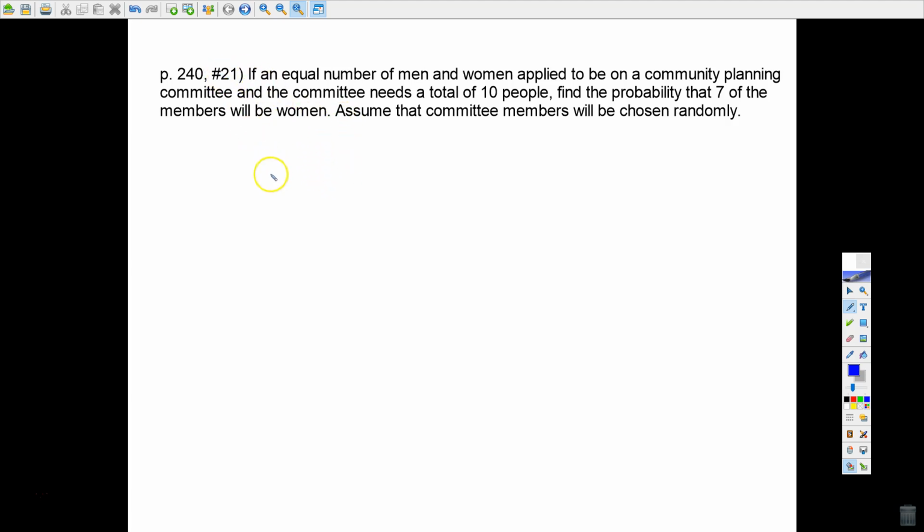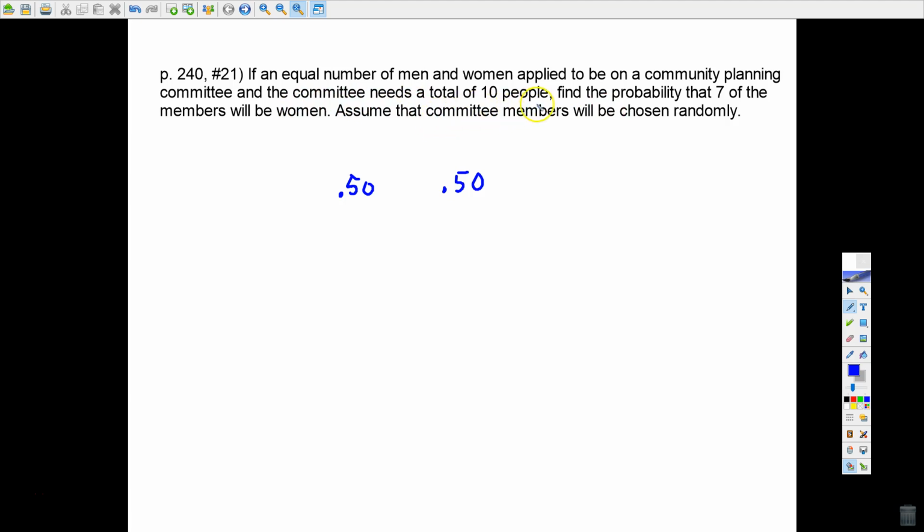So here's number 21 on page 240. Hopefully you've already read through this. You have an equal number of men and women that have applied to this particular committee. So just taking that sentence, what that's telling us is there's an equal likelihood. Likelihood is just another word for probability. There's a 50% likelihood of choosing a man, and also the same likelihood for choosing a woman.